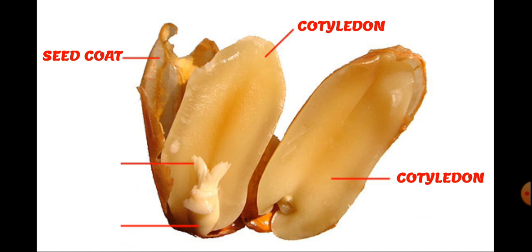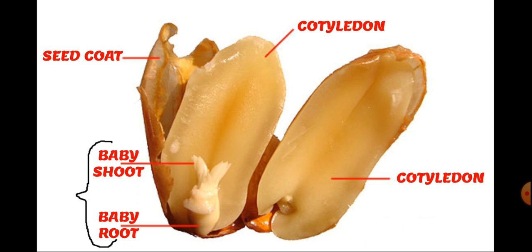Okay, now there are two more parts to be identified. The first one is baby shoot. It develops into the shoot system of the plant. The next one is baby root. It develops into the root system of the plant. Yes, the baby shoot and baby root together is known as embryo. Okay, now I will tell what an embryo is. It is the baby plant and it has baby root and baby shoot.